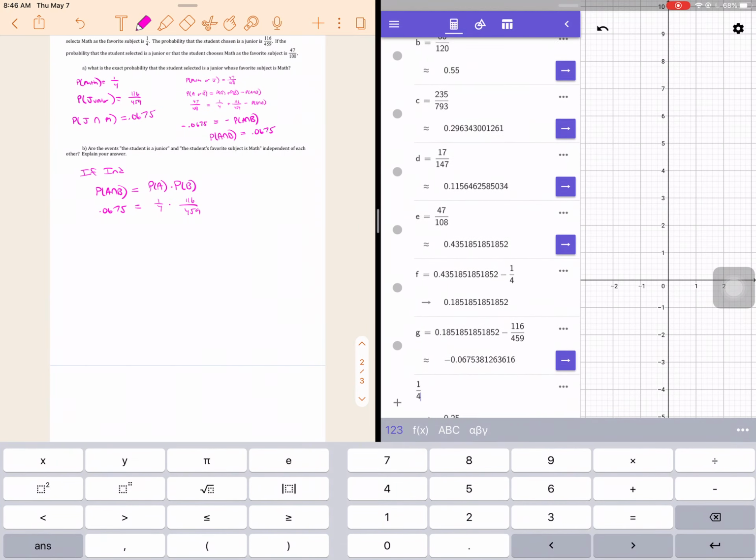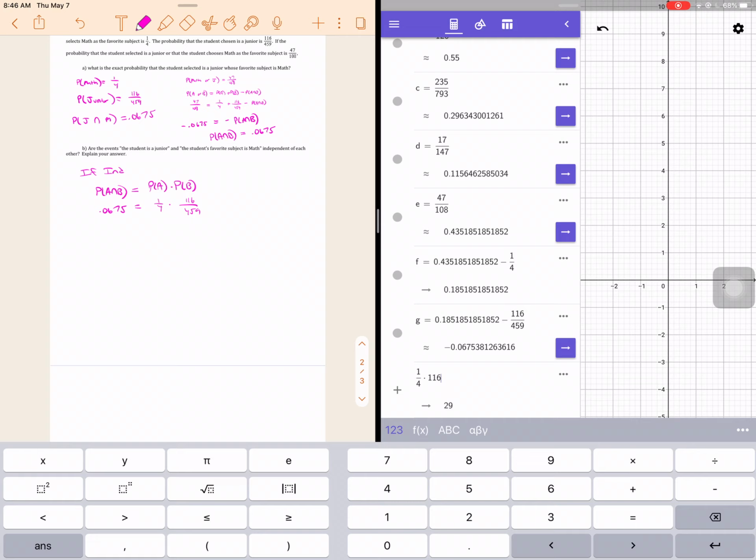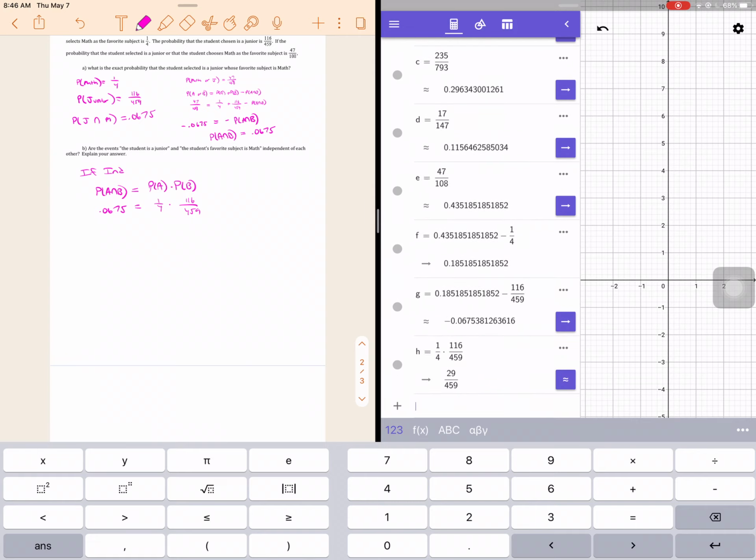Is 1/4 times 1/16 over 459 equal to 0.0675? No, it's 0.0631. So 0.0675 does not equal 0.063. I guess it's 1 or 2. It really doesn't matter. Rounding correctly is 2. Therefore, the events being a junior and math being their favorite subject are dependent, right?